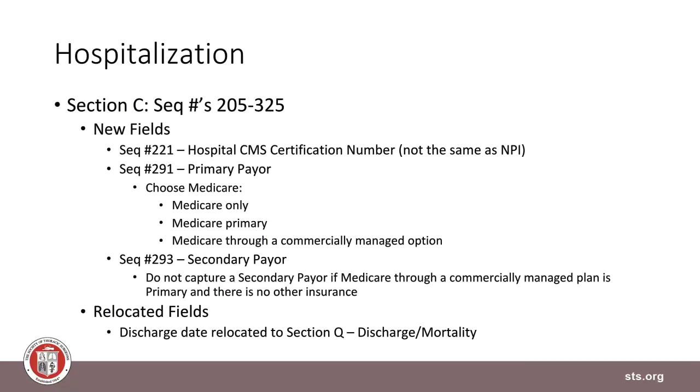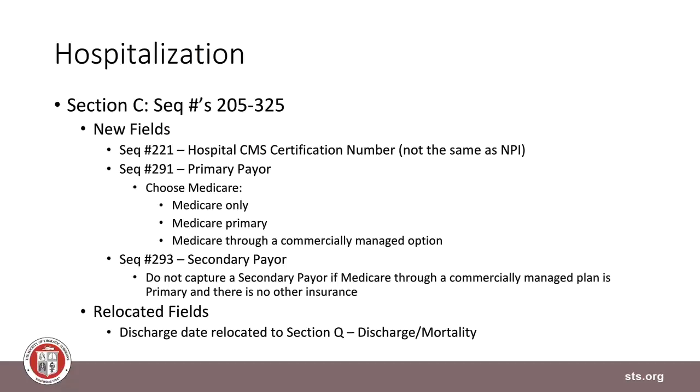The hospitalization section, sequence numbers 205 through 325, added 3 fields. The first is sequence number 221, Hospital CMS Certification Number, or CCN, which was previously known as the Oscar number, Medicare Identification number, or Provider number. This number is different than your NPI number. The second and third field were added to assess primary and secondary insurance. These are sequence numbers 291 and 293.